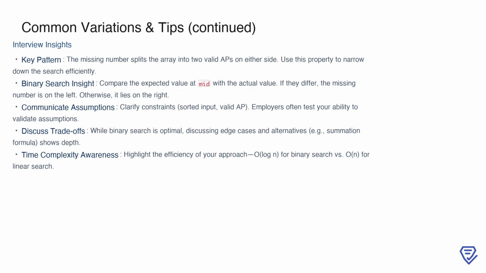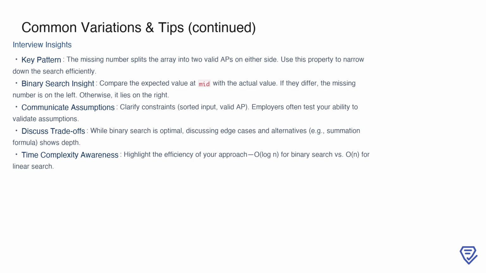Now, when tackling this problem in an interview setting, there are a few key insights to keep in mind. One important pattern is that the missing number splits the array into 2 valid arithmetic progressions, one on each side of the gap. You can leverage this property to narrow down the search space. For instance, using binary search, you can compare the expected value at the middle index with the actual value. If these 2 values differ, the missing number lies to the left, otherwise, it's on the right. This approach is both efficient and demonstrates your understanding of the structure of the problem.